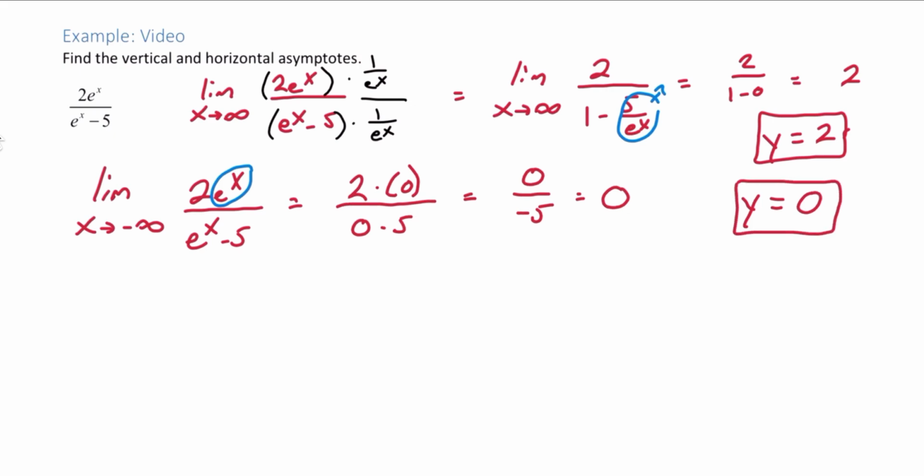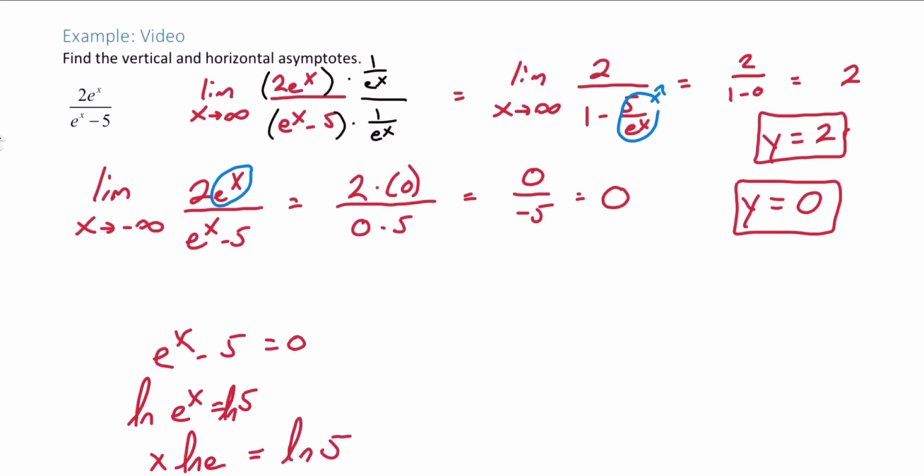To find the vertical asymptote, we will simply set the denominator equal to 0 and solve for x. First, we add 5 to both sides, and then we'll take the natural log of both sides. That allows us to bring down the exponent. Remember that the natural log of e is just 1, so we end up with x equals the natural log of 5, and that is our vertical asymptote.